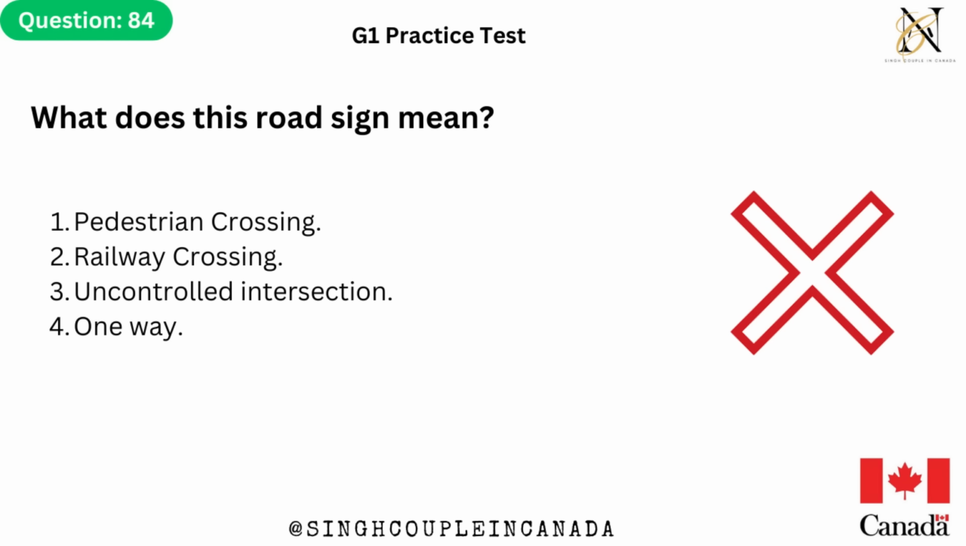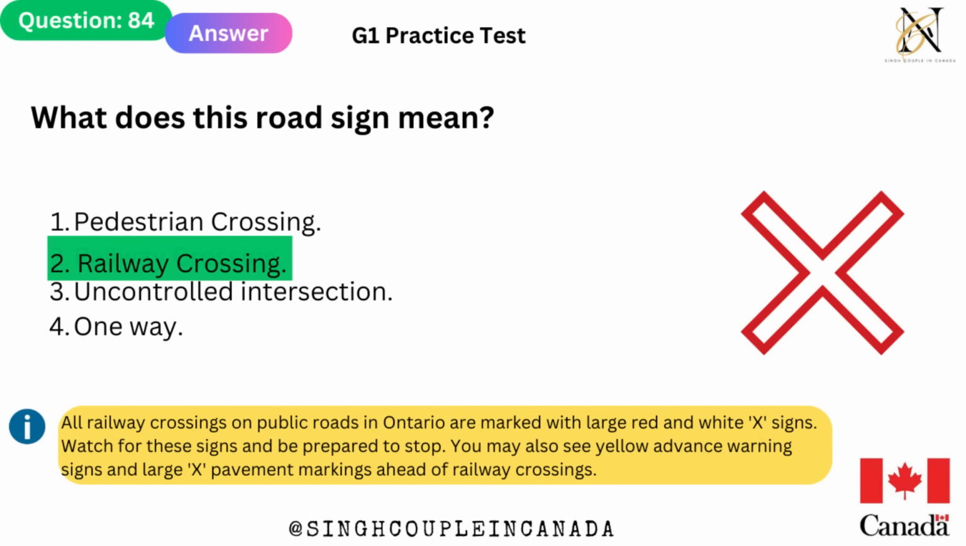What does this road sign mean? 1. Pedestrian crossing. 2. Railway crossing. 3. Uncontrolled intersection. 4. One way. The answer is 2. Railway crossing.